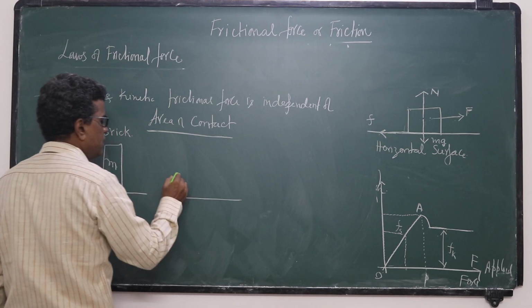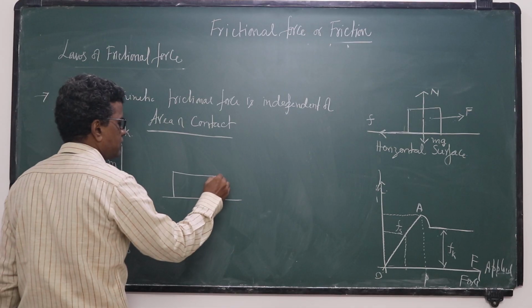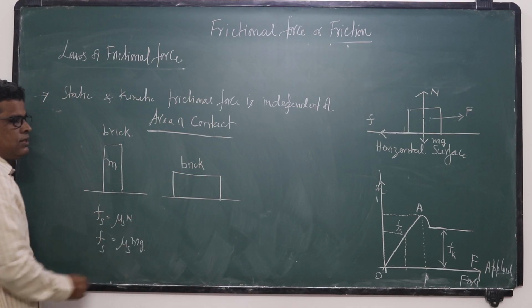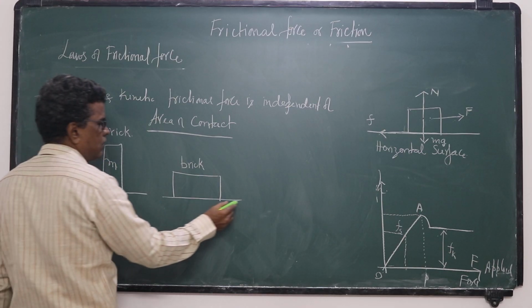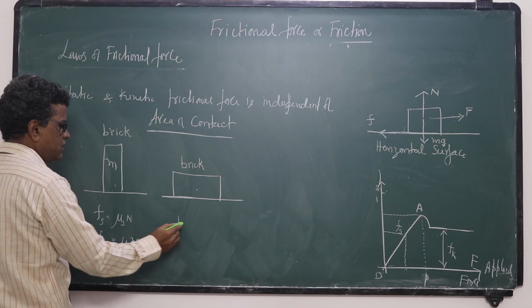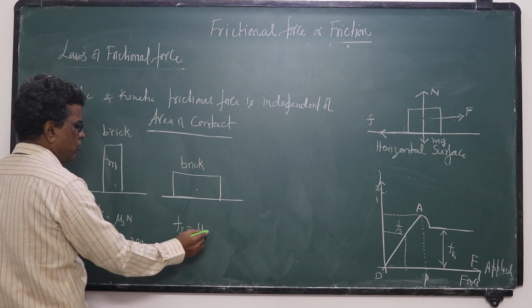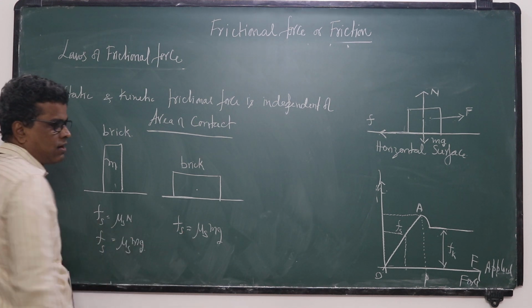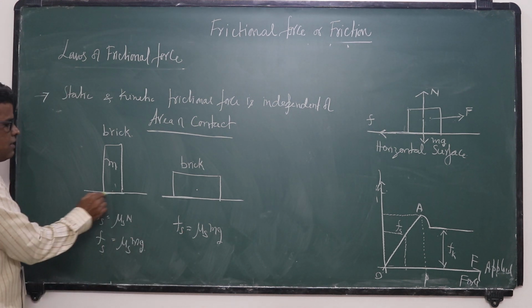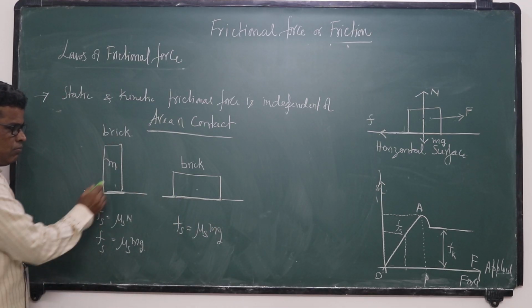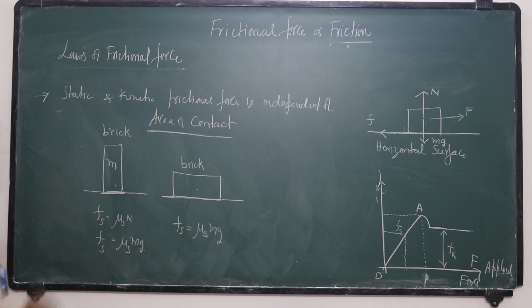Suppose the brick is placed like this. This is the same brick. I keep it horizontally, this is vertical. So what is the frictional force here? Fs is still equal to mu s into mg. So there is no difference between these two formulas. Here the area of contact is less, here the area of contact is more. In both cases, the frictional forces will remain the same.